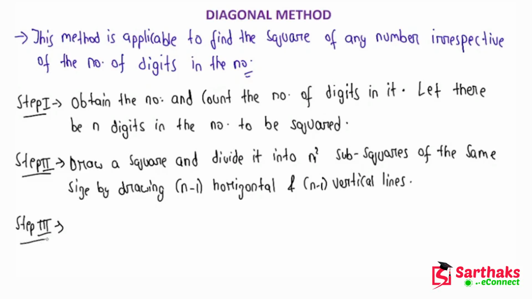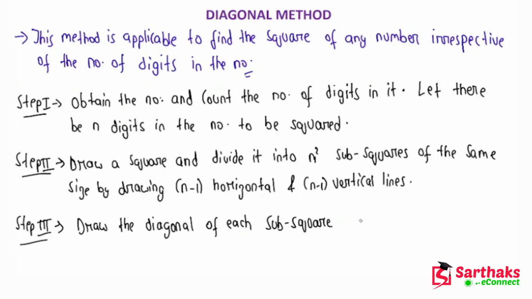So let us talk about the step number 3, which actually says that draw the diagonal of each subsquare.